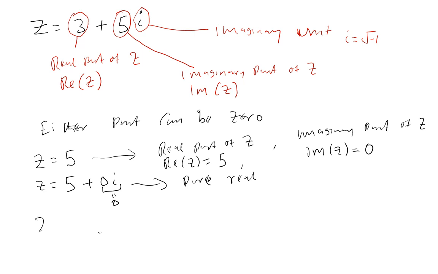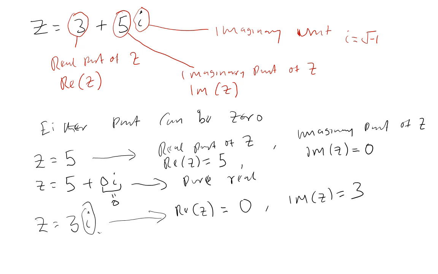And if we have z equal to 3i, then if you look at this, the real part of this z, we don't have any number without the coefficient of I, so it's 0, while the imaginary part of z is 3. That is the coefficient of this I. And this number, we call it purely imaginary.